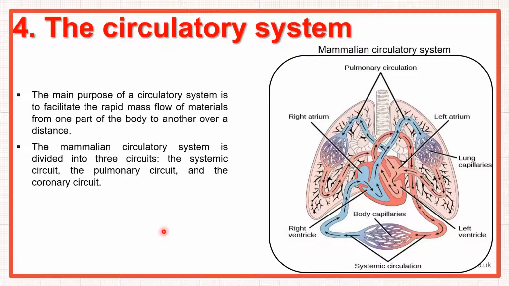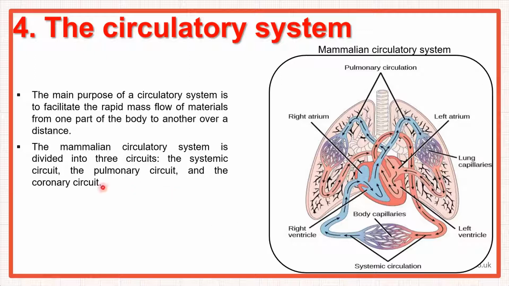The second circuit is known as the pulmonary circulation. This means the blood is sent from the right side of the heart to the lungs for oxygenation, and this is where gas exchange takes place. The pulmonary circulation is under low pressure, and the main reason is that it has to go to the lungs and gas exchange has to take place. If the pressure is low, it will be possible.